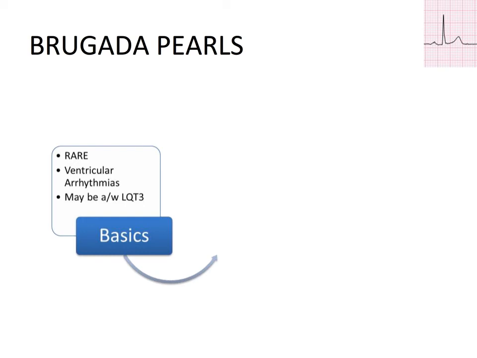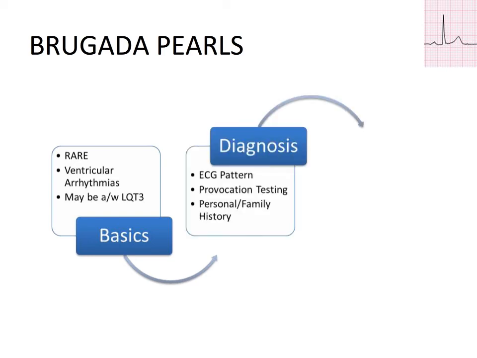One of the genetic abnormalities that leads to Brugada syndrome is the same ion channel mutation that causes long QT syndrome type 3. Therefore, these disorders may be seen in the same patient or in the same family. Patients with Brugada pattern on their EKG should undergo provocation testing by cardiology to see if they truly have Brugada syndrome or simply the EKG pattern, which is benign.